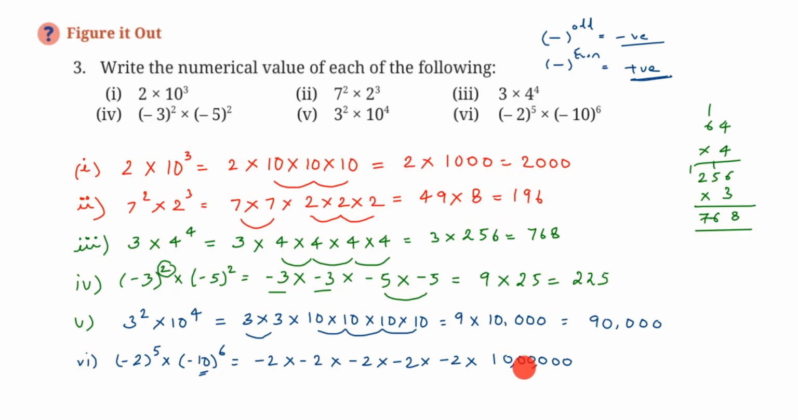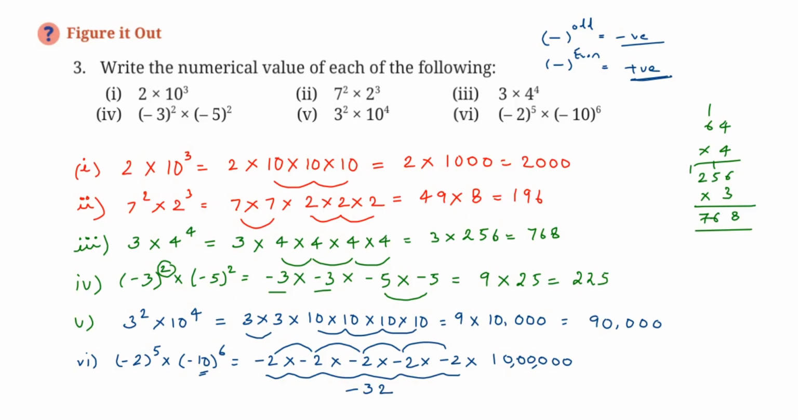Now, we have to solve this part. Here you are multiplying 2 5 times. 5 is an odd number. This means the product will have a negative sign. So when you multiply 2 by itself 5 times, the answer will be negative. So 2 2s are 4, 4 2s are 8, 8 2s are 16, 16 2s are 32. So this will be minus 32.